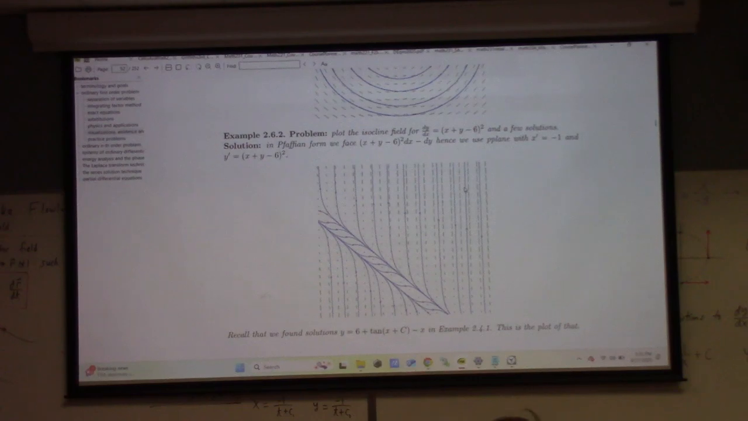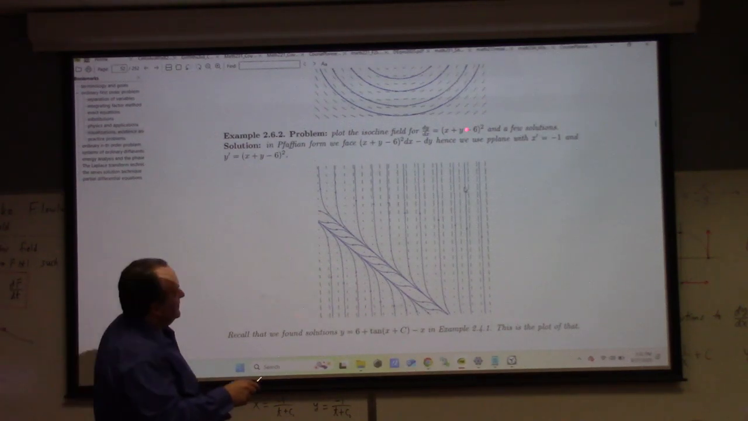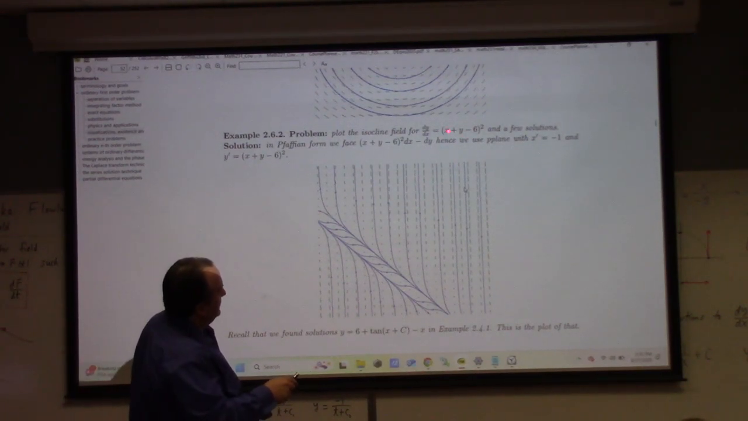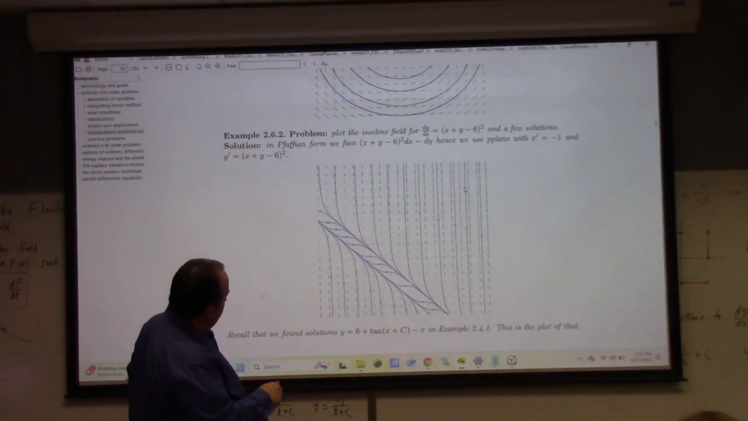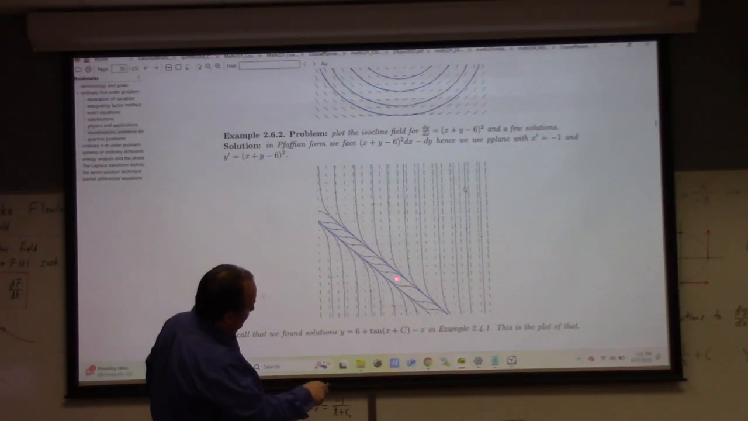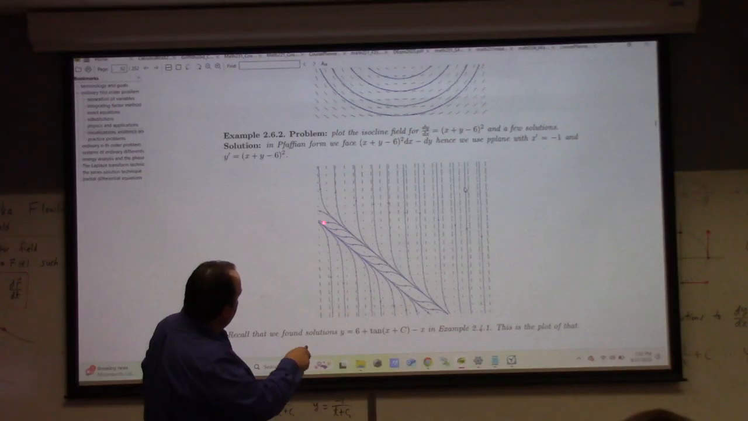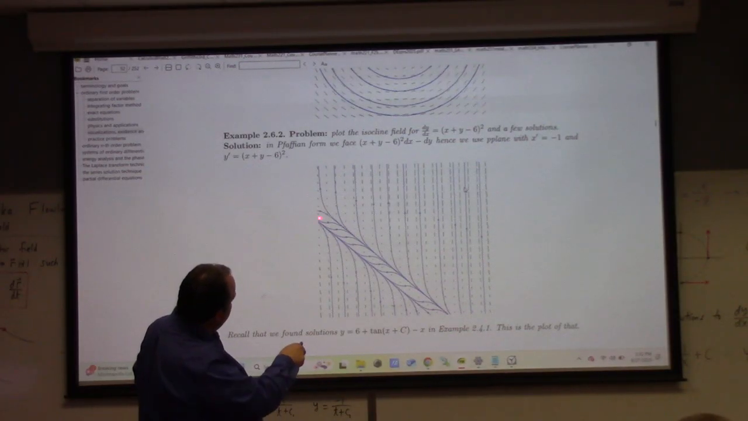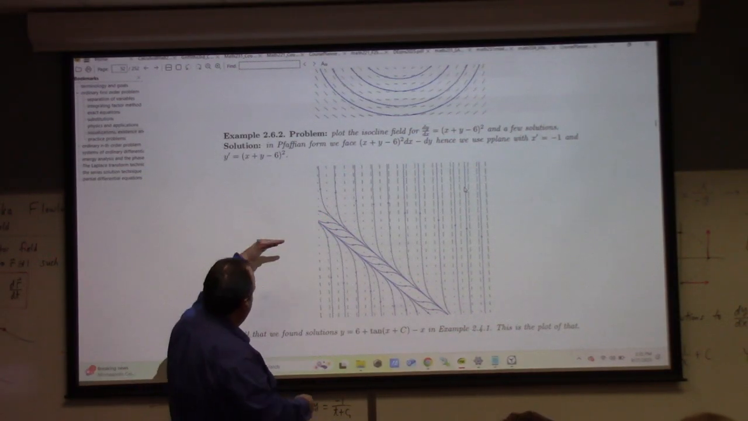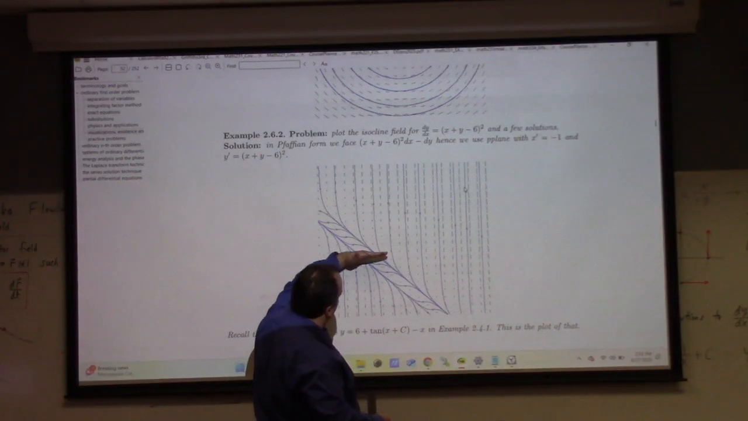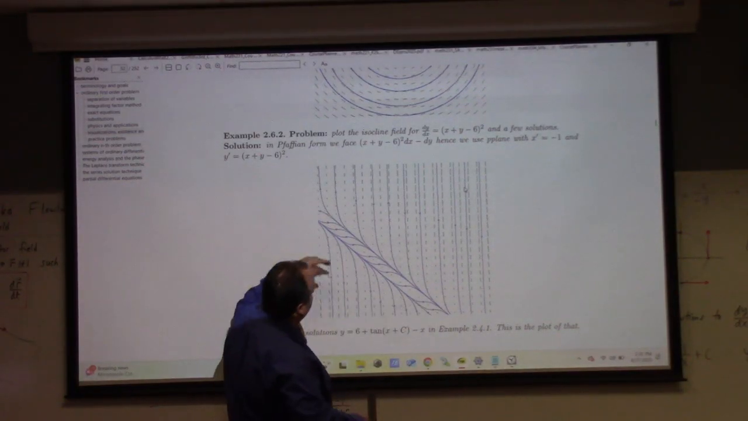Here's another one, for dy dx equals x plus y minus 6. It's kind of funky. Something weird happens when y is equal to 6 minus x, right? That's going to be a place where you've got dy dx equal to 0. So you can kind of see that in here. That's that funny, very exceptional solution to this, where you can see the horizontal lines, right? There's a horizontal tangent for the solutions that go through there.